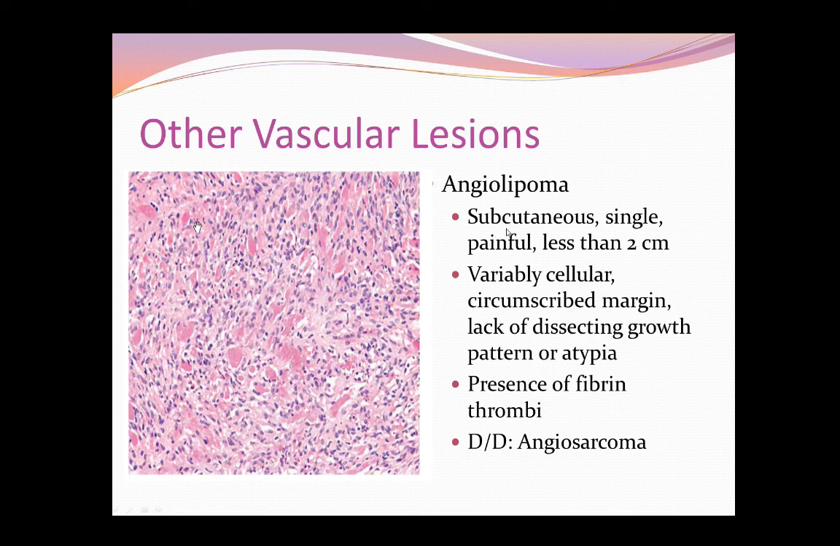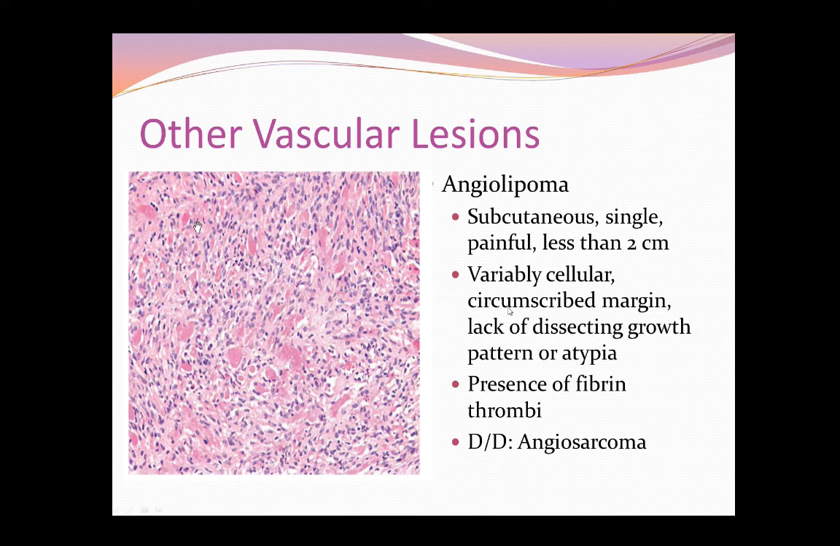The other vascular lesions that are in the differential of spindle cell lesions, and also vascular lesions which have spindle appearance, is an angiolipoma, which occurs all the time in the skin, but it can also occur in the breast. It is a subcutaneous single painful lesion, usually less than 2 centimeter. The cellularity can be variable. There is a cellular variant of angiolipoma. It has more spindle cells, and it can be a differential in angiosarcoma, because angiosarcomas are also low grade.